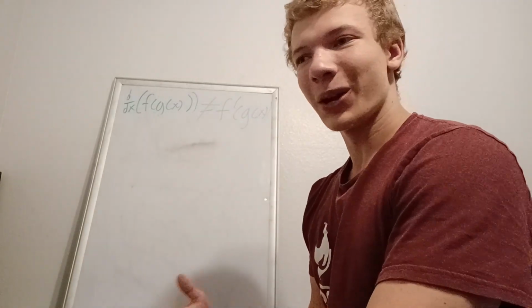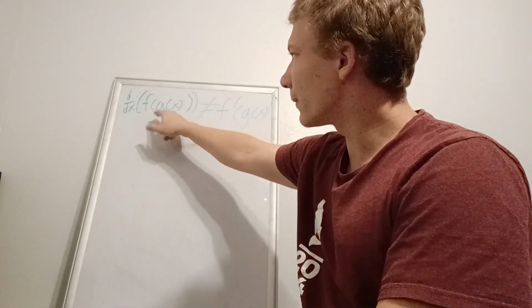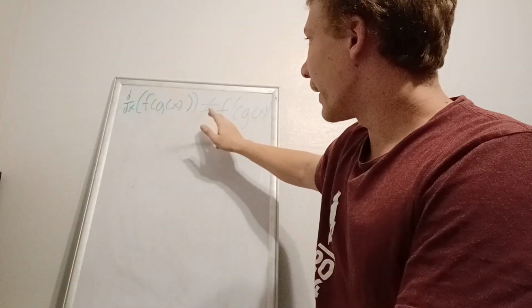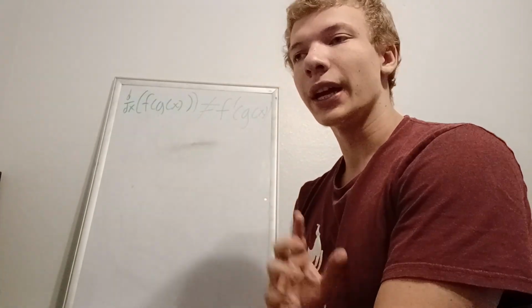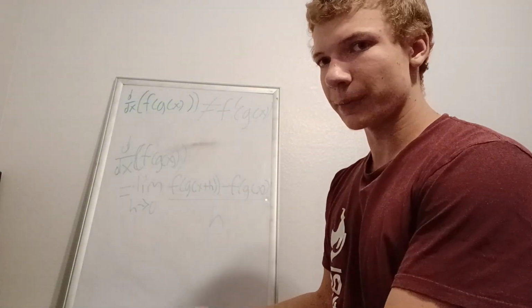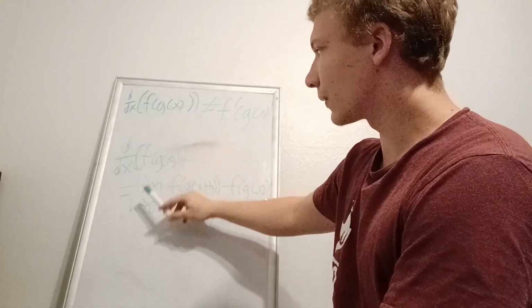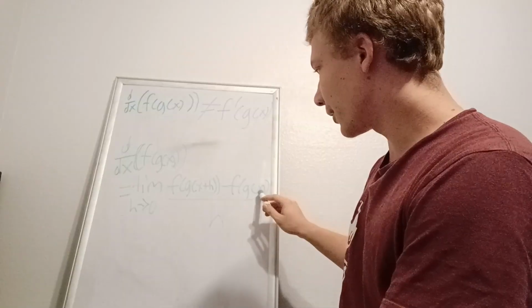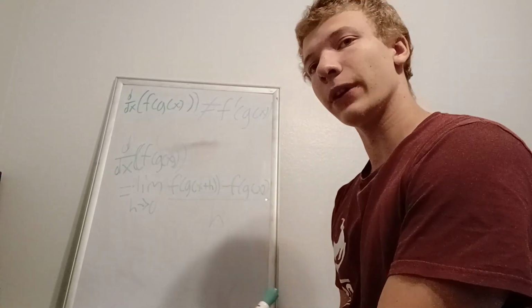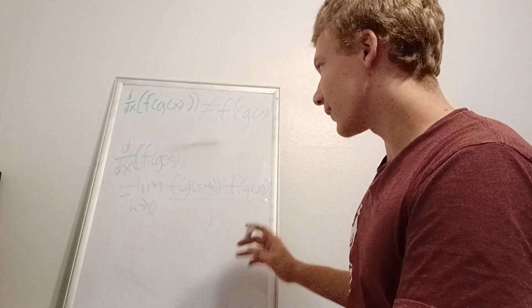So naturally, it'd be nice if we had f of g of x, the derivative, f prime of g of x. That would be nice, but that doesn't exactly work, and here's why. We look at it in terms of the difference quotient. We have our derivative of f of g of x. We're going to have our input being x plus h here, and still just x here.